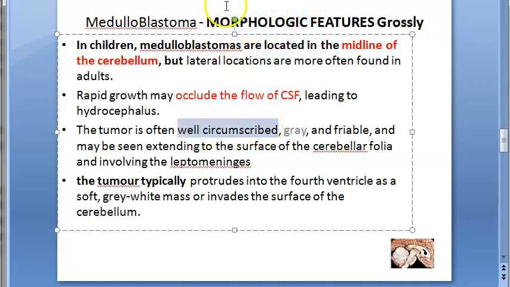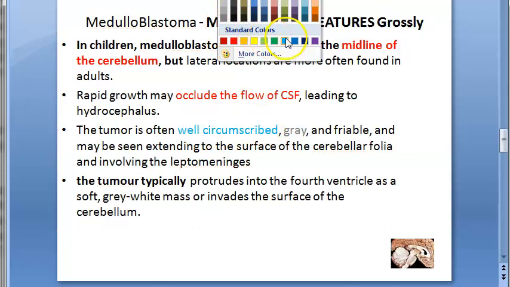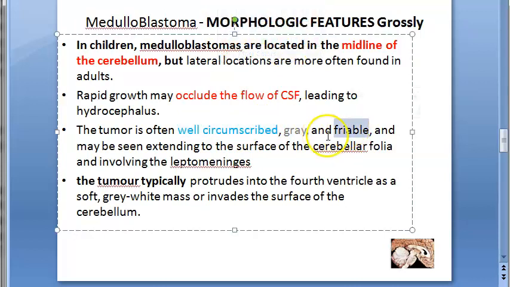Okay, well circumscribed. Though it is malignant, it is well circumscribed. So this is what you have to focus on. Then it is friable, right? And it may be seen extending to the surface of the cerebellar folia and involving the leptomeninges. Leptomeninges are the inner meninges, correct?